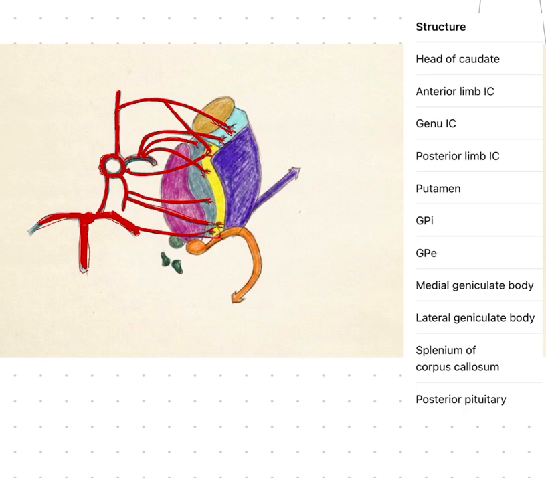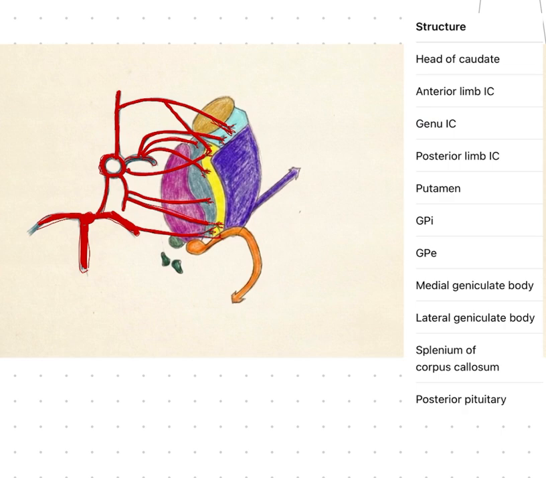Now let's move to the putamen. The putamen is mainly supplied by the lenticular artery, which arises from the MCA. These are the same arteries that are frequently damaged in hypertensive intracerebral hemorrhage. And then moving medially, globus pallidus also receives blood supply both from lenticular as well as the anterior choroidal artery.